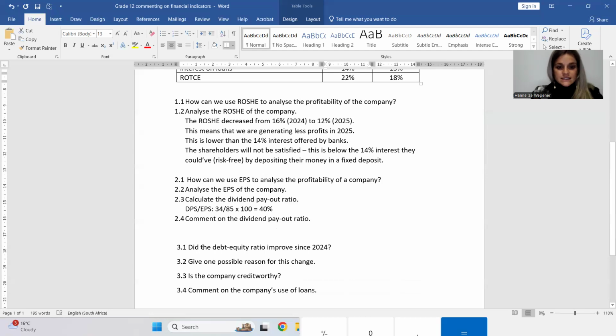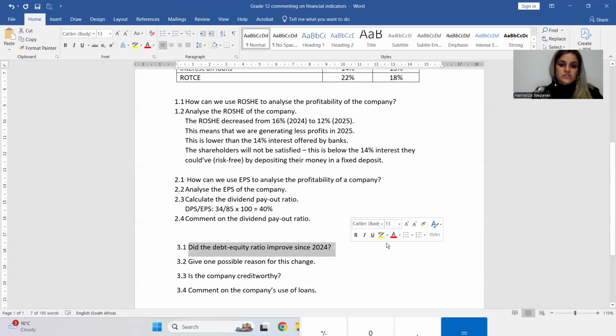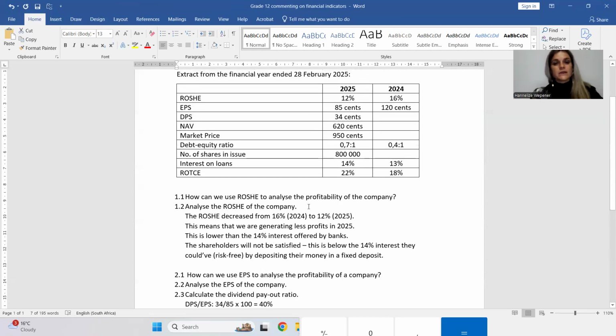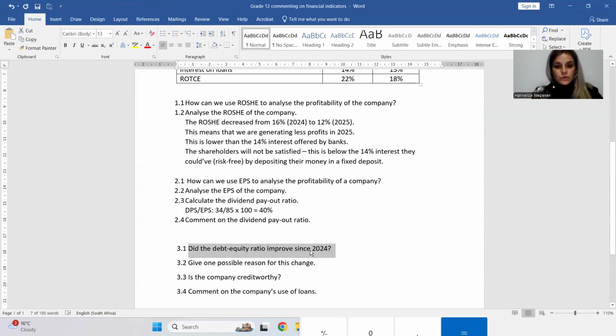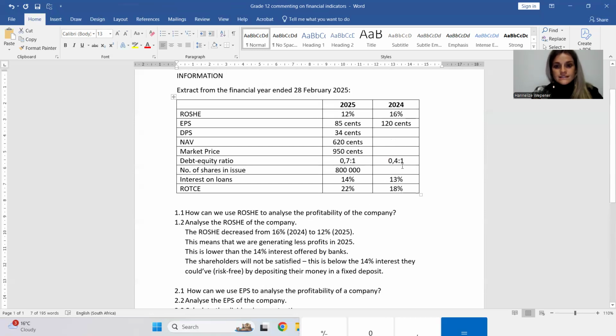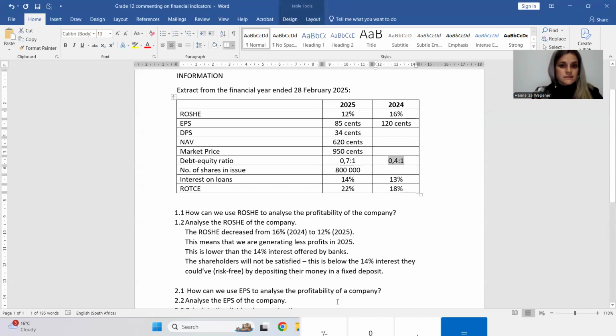Next up, did the debt equity ratio improve since 2024? Once again, we're looking at the trends here. So did it improve or not? Last year, the debt equity was 0.4 to 1. This year, 0.7 to 1. Therefore, the debt equity increased. That's your first commentary.